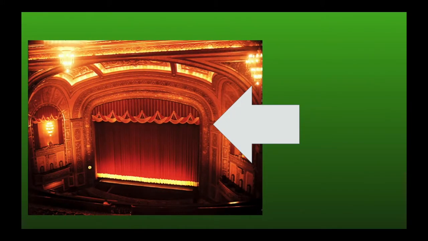Here is a picture of an example of a really nice proscenium theater style. This archway that creates that picture frame look is called a proscenium arch, which is usually made out of the structure, the architecture, or it can be made out of curtains.